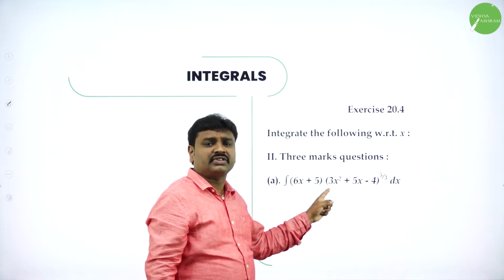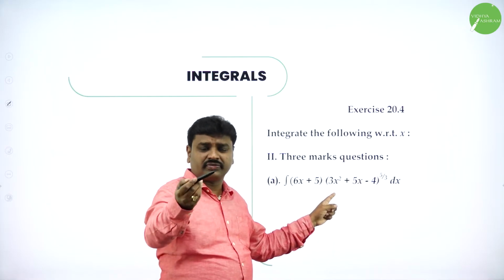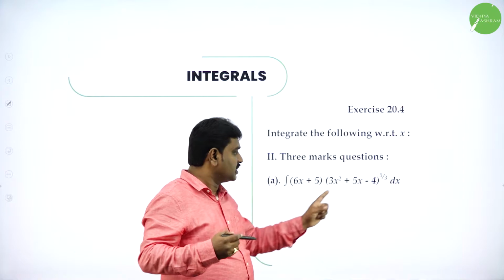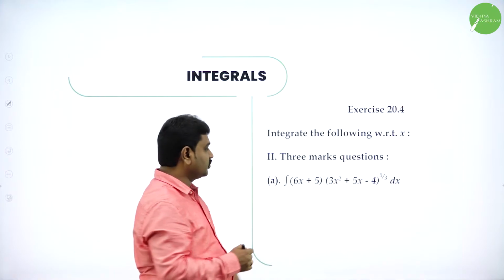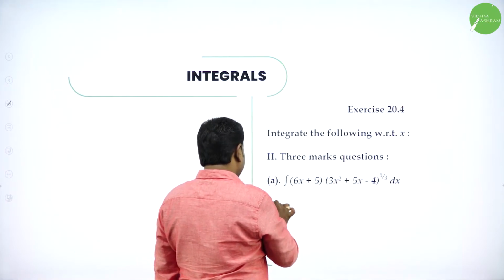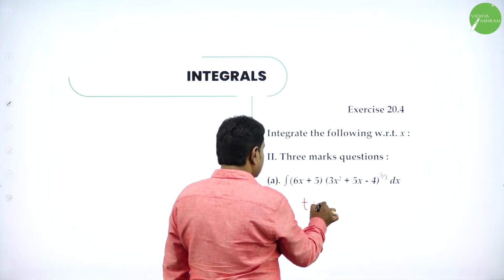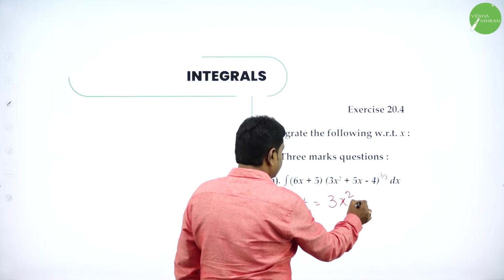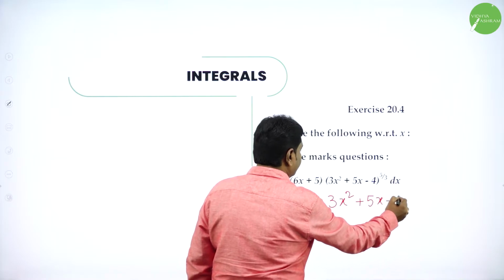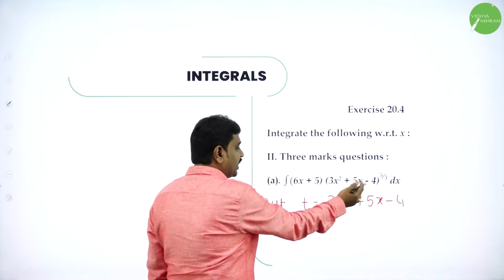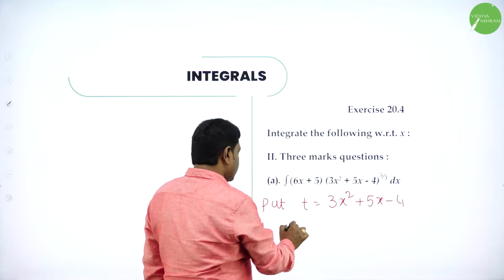You know, derivative of 3x square is 3, constant, take it out. Derivative of x square is 2x, it will give you 6x. Derivative of 5x gives you 5. So that's why in order to integrate, put t is equal to 3x square plus 5x minus 4, the whole term which is present in the brackets as base. So now differentiate both sides.